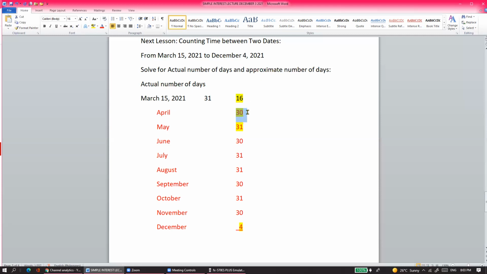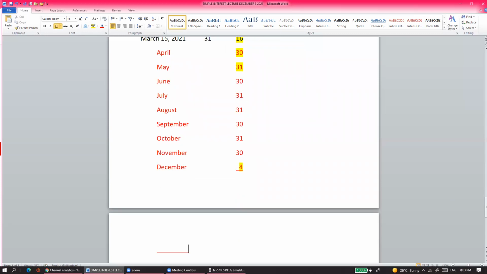10, 40, 70, 100, 130, 160, 190, 220, 250, 256, 257, 258, 259, 260, 264. Definitely, the total number of days that we have, or the actual number of days that we have, is 264 days. Yan siya, anak. Okay.